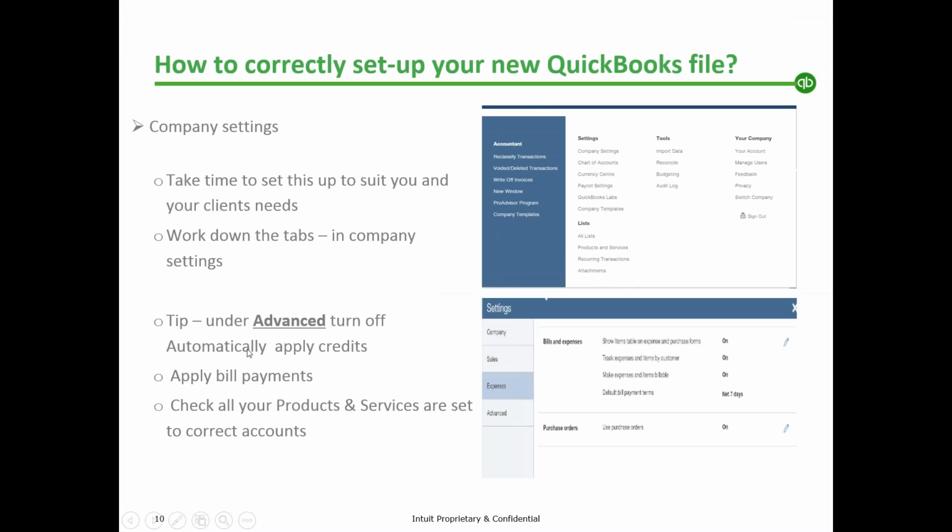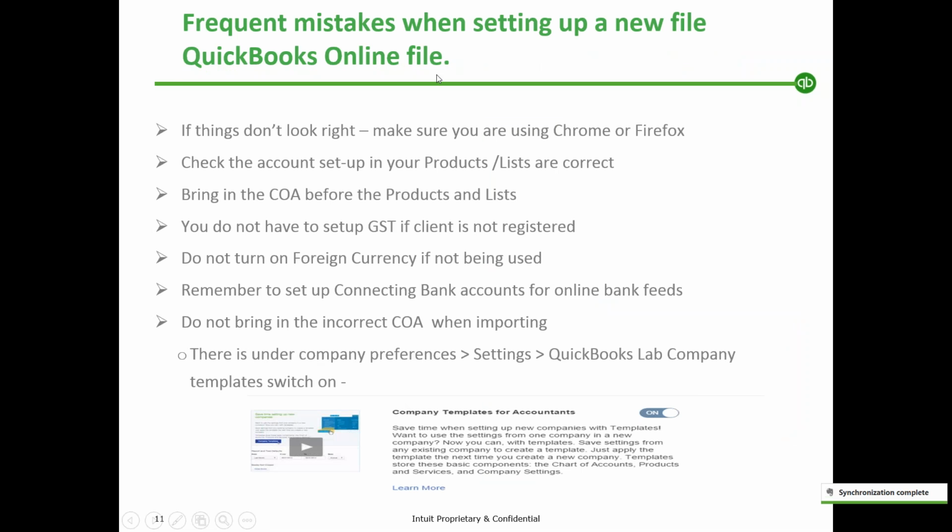When you're under advanced, have a look at the automatically apply credits and apply bill payments. It's a default setup that when you open up a brand new file, it will automatically be turned on. I have them turned off because I don't want a credit to be automatically applied to anything, because I want to be in control. Like all of us bookkeepers and accountants, we like to be in control. Check all your products and services. We've just gone through that as well. Some of the mistakes that can be made. If things don't look right, if I've got a client, once I've given him access to the file and he rings me and he says, Lauretta, I can't see this or I can't see that, the first thing I say to him, are you using Chrome or Firefox?